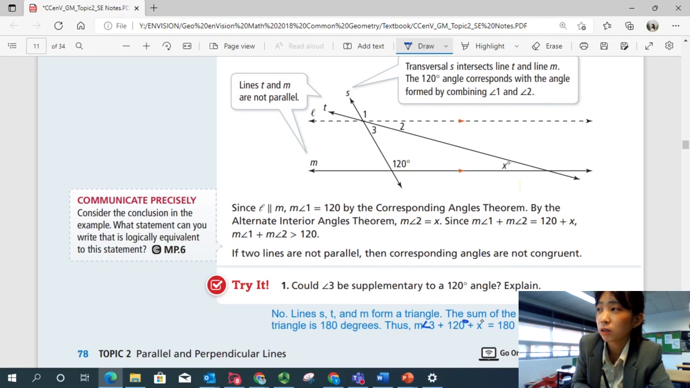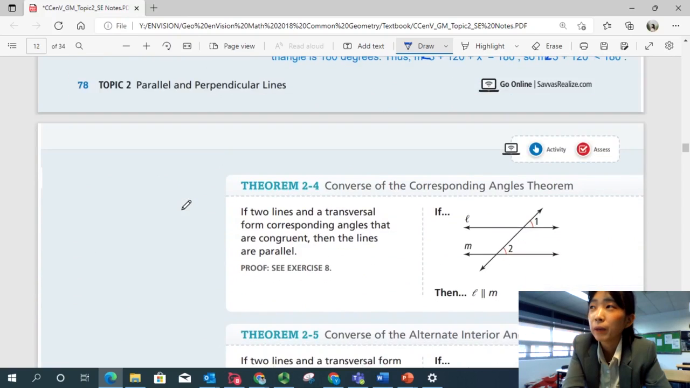Let me put all the notations here. Decrease, decrease, decrease. Measure of angle 3. Okay. Does that make sense? Let's look at the next page.